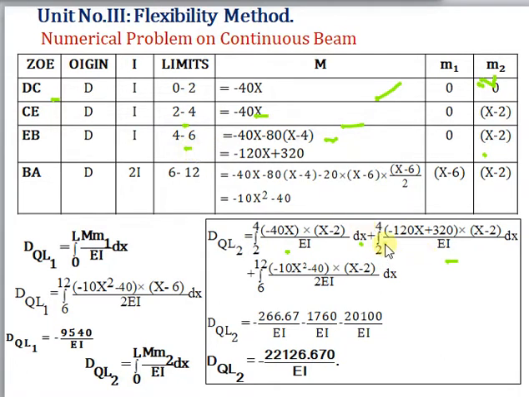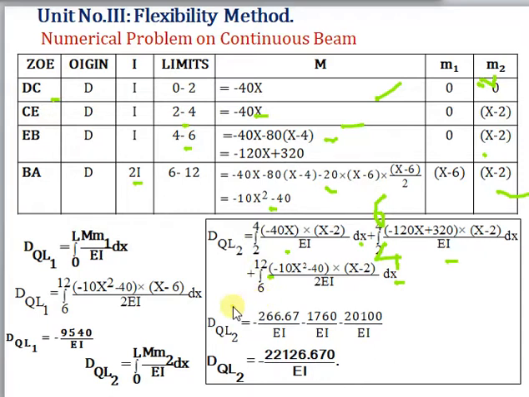This one is 4 to 6. Make it correct: 4 and here is 6. So the limit is 4 to 6 into dx. Now the last zone, BA zone, the value is minus 10x square minus 40, into M2 is (x minus 2) divided by 2EI. Again the moment of inertia is 2I, that's why 2EI into dx, and the limit is 6 to 12. So integrating from 6 to 12.